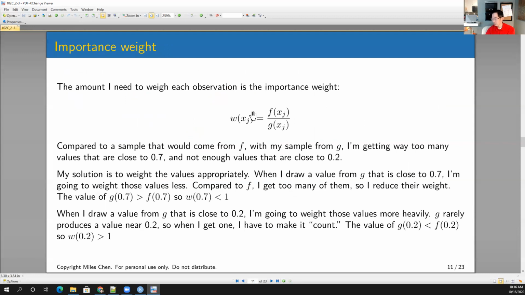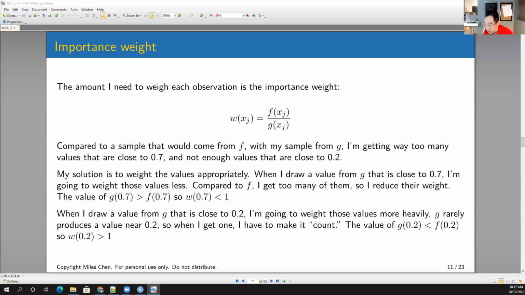So I'm going to take each of these values and weight them appropriately. When G produces a value that's close to 0.7, I'm going to weigh those values less. Compared to F, G produces 0.7 way too often, so I reduce their weight. The density of G is much greater than the density of F, so this weight, F divided by G, is going to be less than 1.